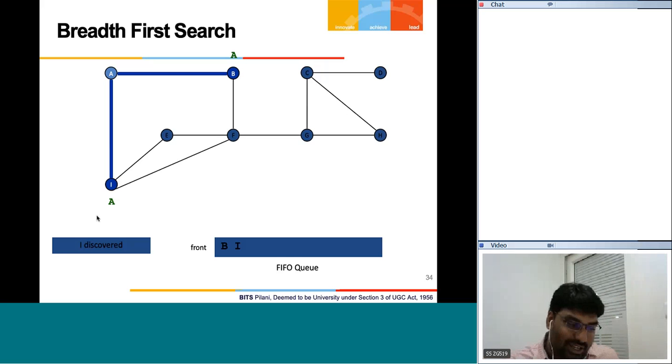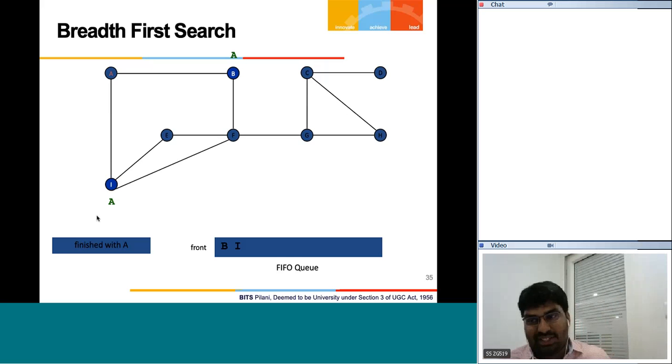Now B will be visited, because A is done. Now all the children are enqueued, so I can print out that A is visited. Now the next dequeued element is B. So for B, I will have to identify B's adjacency. What is B's adjacency list? One is A, one is F. The adjacency list of B is A and F.